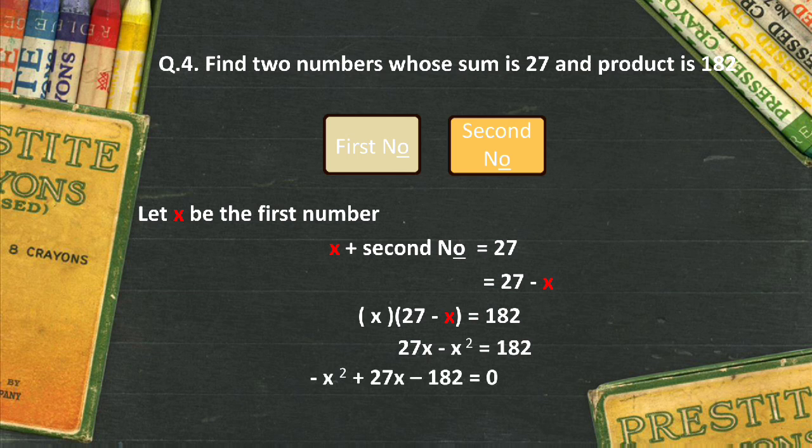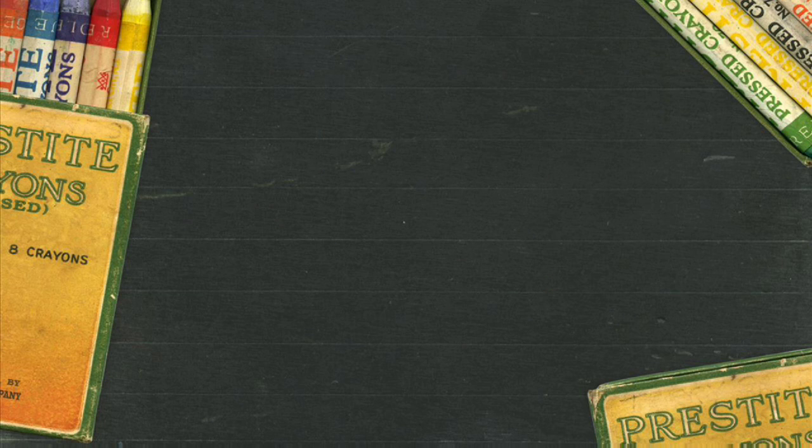So this will become minus x square plus 27x minus 182 is equal to 0. I've brought the 182 on the other side. Positive number becomes negative when you transpose it from one side to the other.